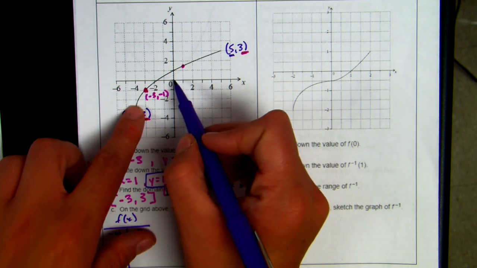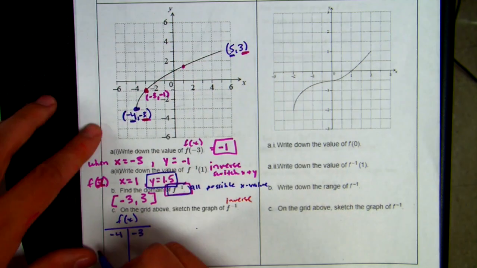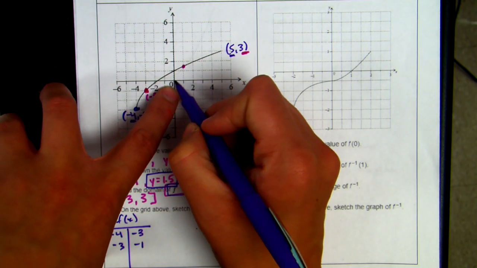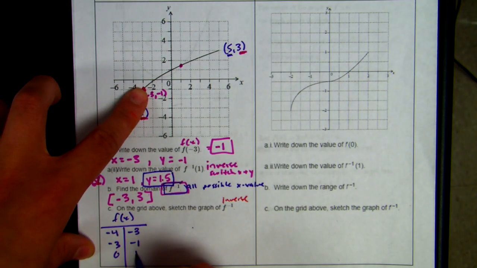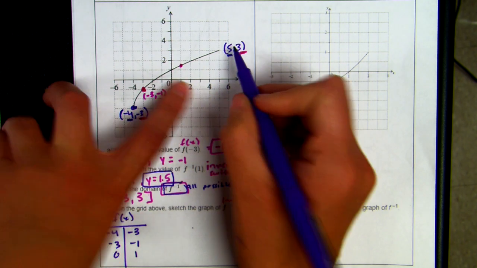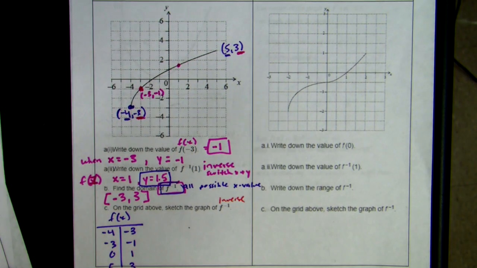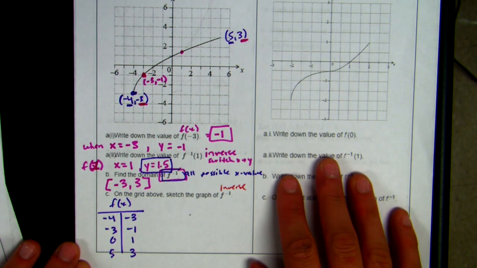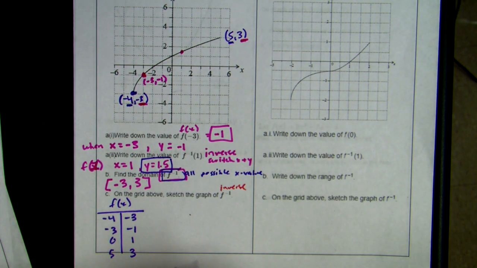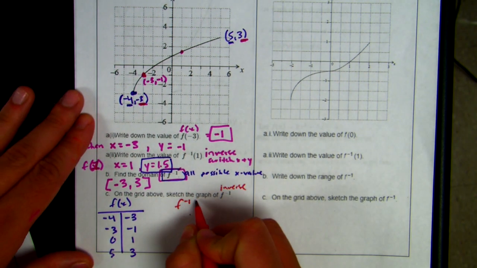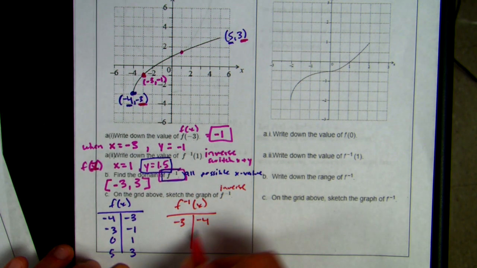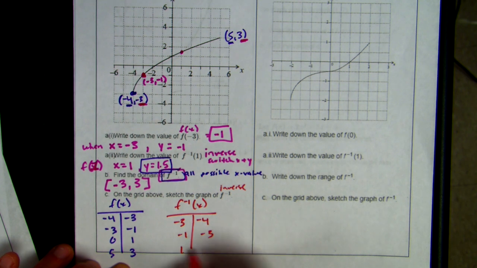Let's see if we can find some other points. Another one I listed was -3, -1, right? Another one we could list is 0, +1. Let's get maybe one more. 5, 3 is the other point we listed. Those are for my actual function. I'm running out of room here, sorry. Now for my inverse function, those points should all be flipped, right? So my x and y values switch.